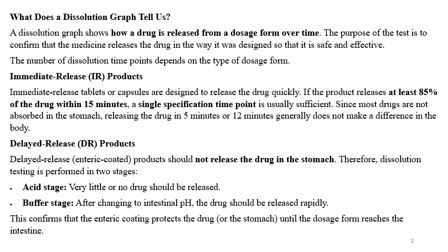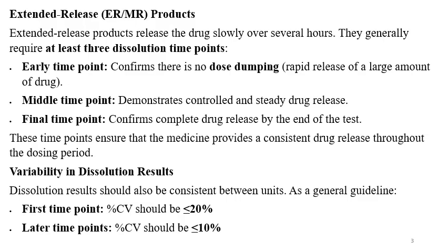In the buffer stage, after changing to the intestinal pH, the drug should be released rapidly. This confirms that the enteric coating protects the drug from the acid, and the drug is not released in the stomach until the dosage form reaches the intestine. So that is regarding the delayed release formulation.